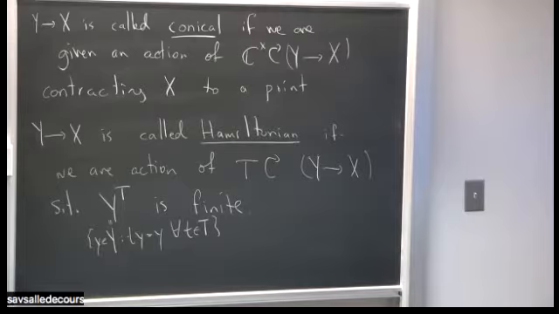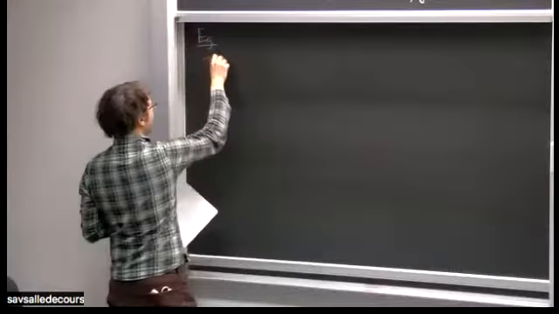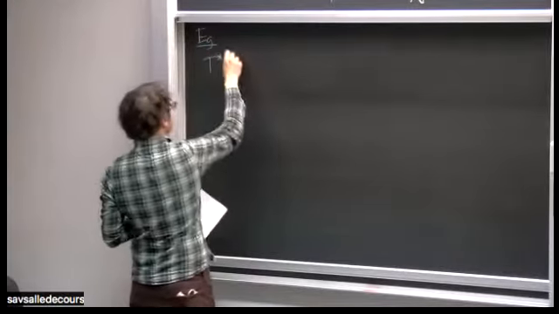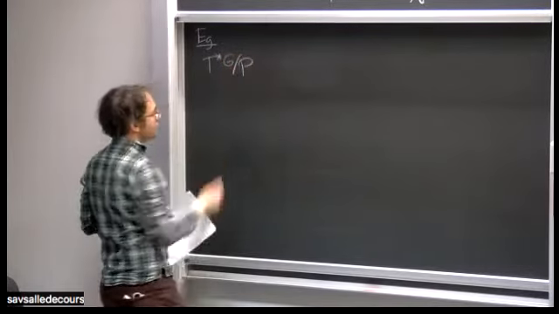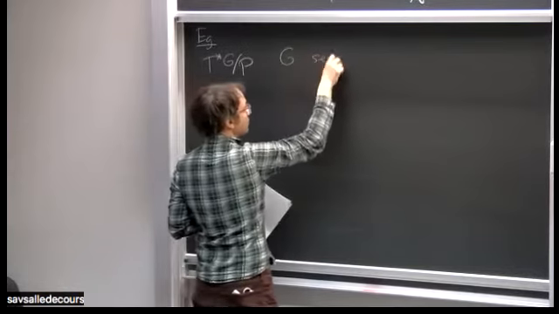Okay, so what are some examples of these symplectic resolutions? As I mentioned before, one example is this cotangent bundle of the flag variety. And more generally, we can take a cotangent bundle of G mod P, a partial flag variety, where G is any semisimple group over the complex numbers.